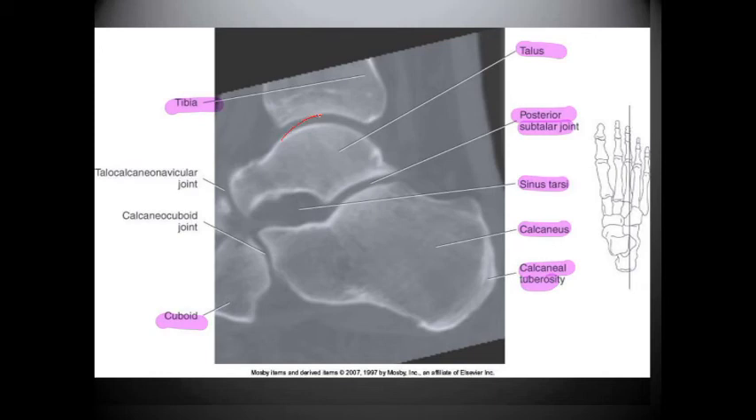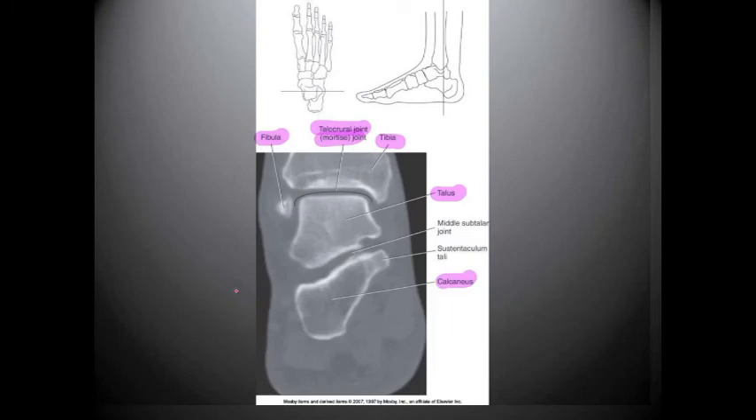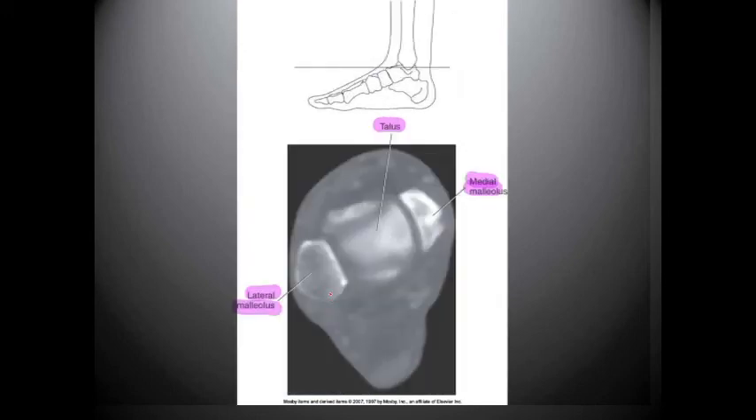So, looking at it in terms of CT, here we have the talocrural joint, talus, tibia. Here we have the subtalar joint, sinus tarsi, calcaneus, and then here we have the cuboid. Here we have basically the mortise joint, the talocrural joint. Here we have the fibula, and more importantly, the lateral malleolus. Here we have the tibia, medial malleolus, talus, calcaneus.